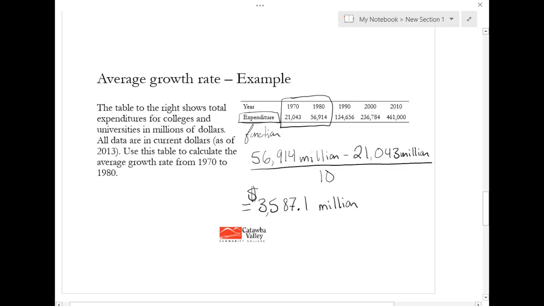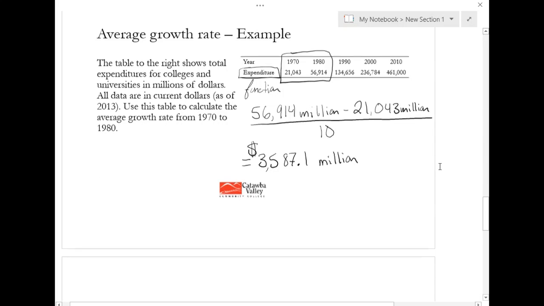So on average, over that decade, it was increasing by 3,587.1 million, which re-expressed is about $3.5 trillion in this particular example. All right, so let's keep going.